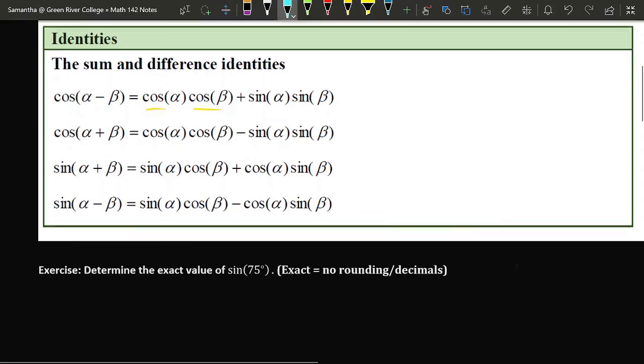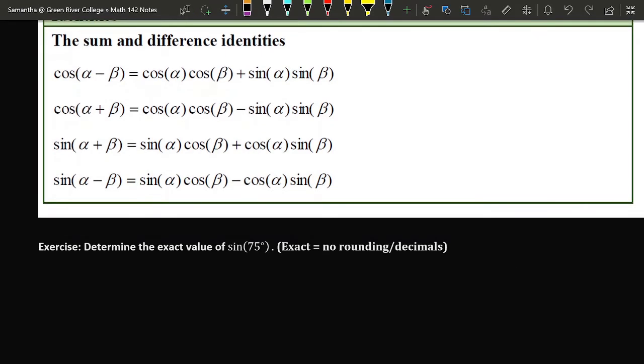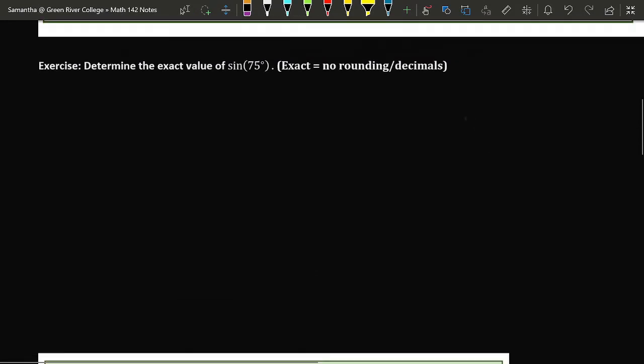To give you a brief example of how this can be useful on occasion, suppose that you are required to give the exact value of sine of 75 degrees. Now, the word exact has a very specific mathematical meaning. Exact means that there had better not be a decimal point anywhere in your answer. Exact means that no rounding is allowed and decimals are not allowed.